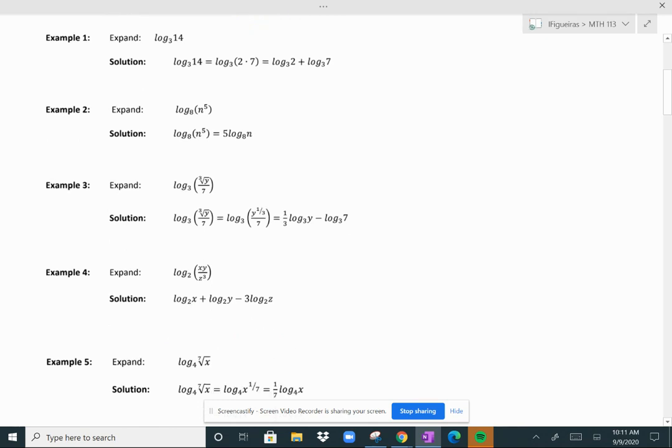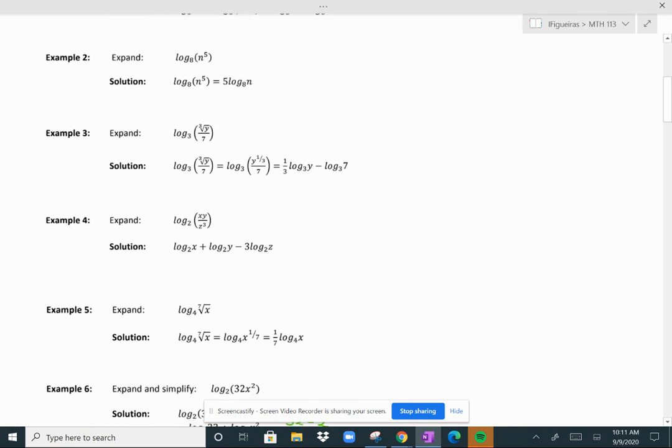All right, here's another one. This time we're only using one law, but it's another radical. And remember, with radicals, you have to rewrite them. This is log base 4 of the 7th root of x. So this is a root, not a coefficient. That's rewritten as log base 4 of x to the 1/7. But then the power law says that the 1/7 goes in front. So you end up with 1/7 log base 4 of x.